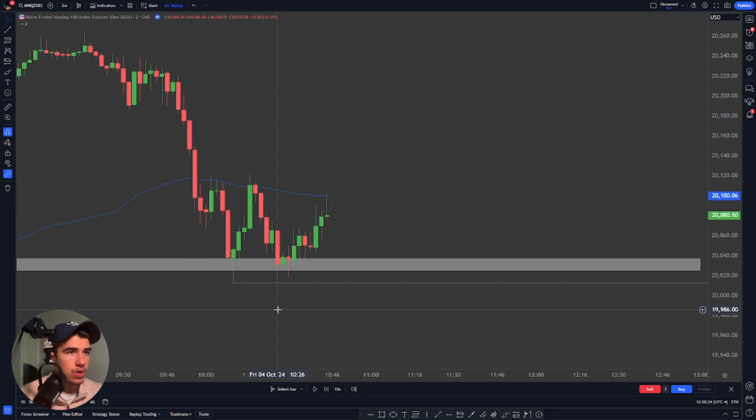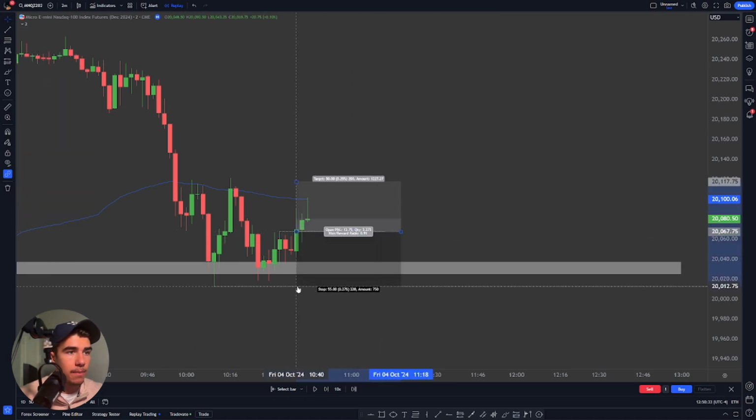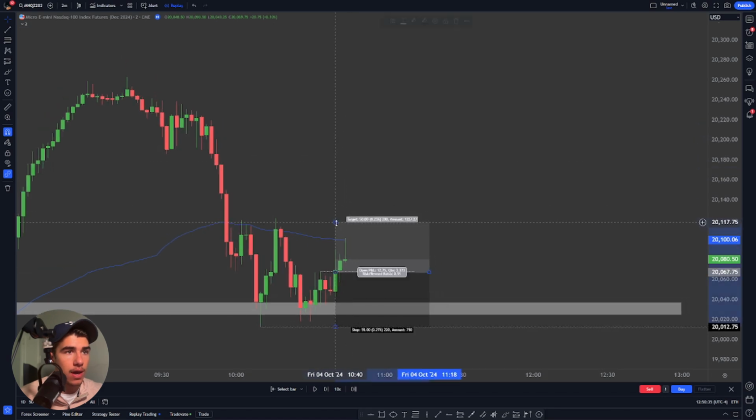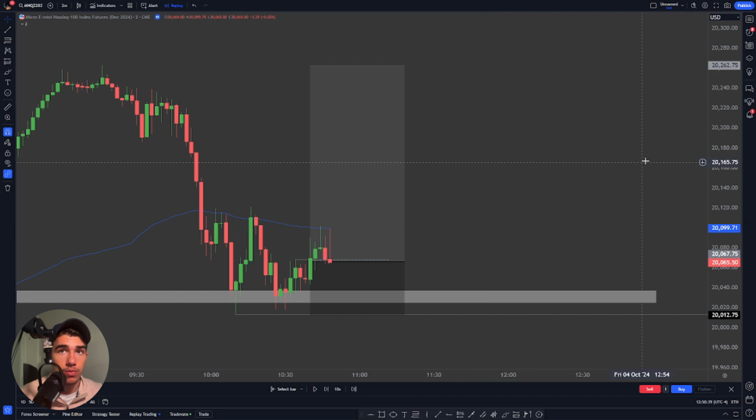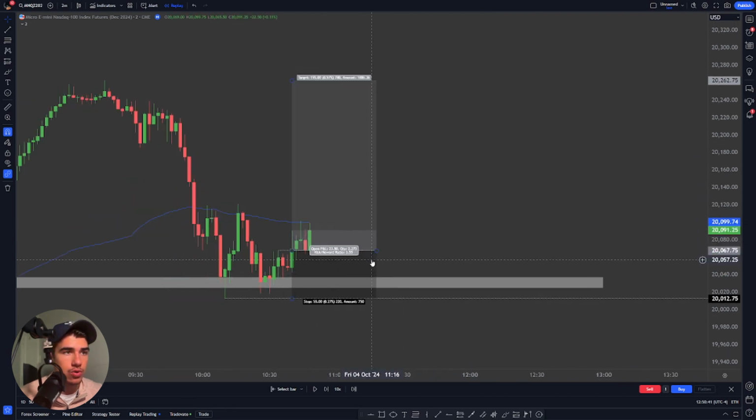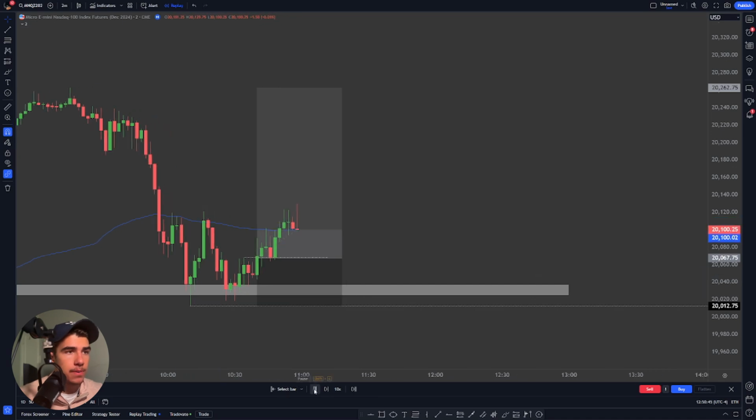So what we could do here is look for some sort of entry. For example, we could utilize that breaker right there, see if we're going to get filled on that. Stop at the intermediate term low, remember that, and then we can put our take profit at external highs. So let's see if we're filled. We're filled right there off of previous structure, or the bullish breaker block. So now let's see what happens.